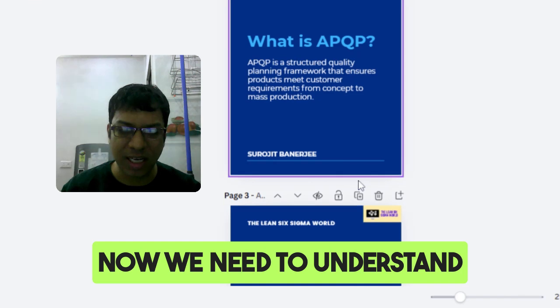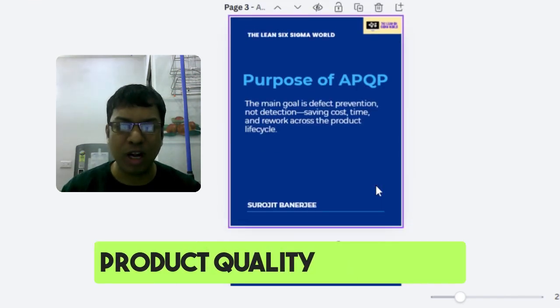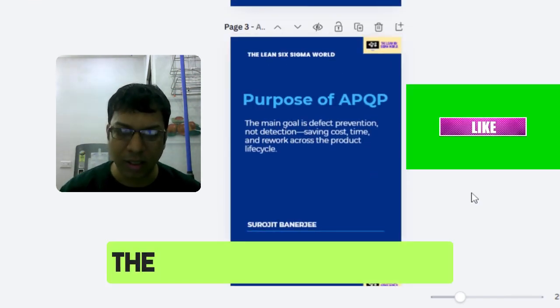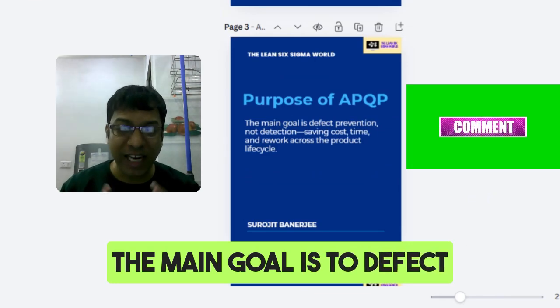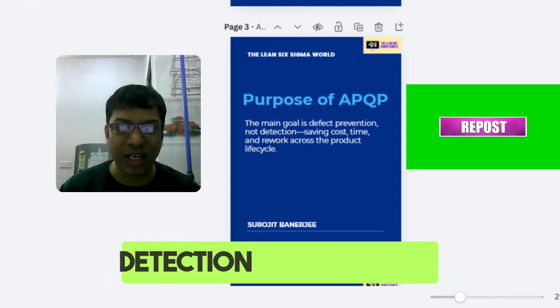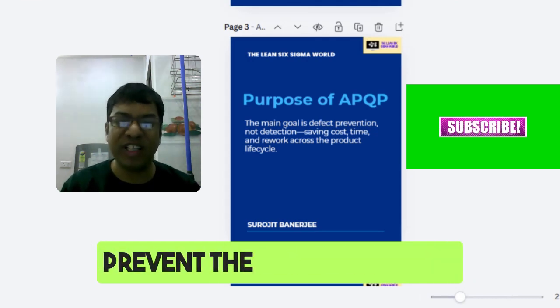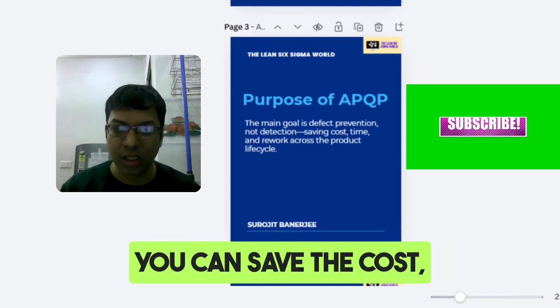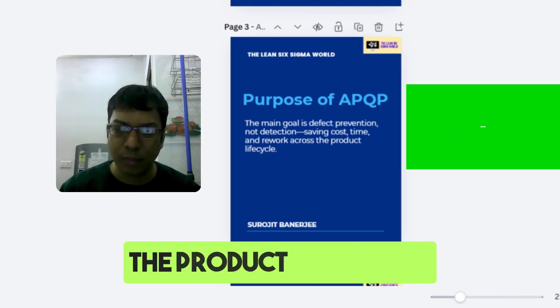Now we need to understand what is the purpose of advanced product quality planning. The main goal is defect prevention, not detection. Detection is not the target. The target is to prevent the defects so that you can save the cost, time, and rework across the product life cycle.